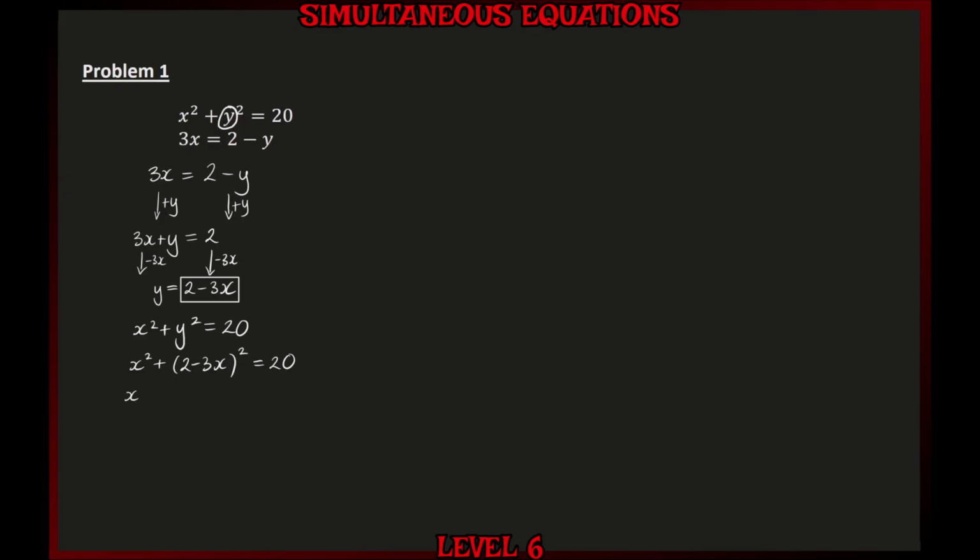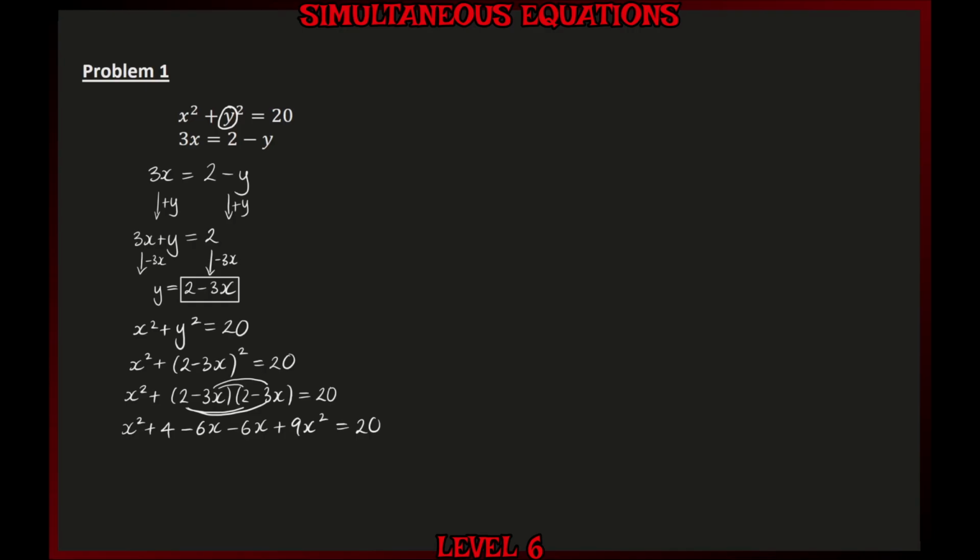So we have x squared plus, and to expand this squared bracket, we're just going to write it out twice. So we have (2 minus 3x) multiplied by itself, and that's equal to 20. So we have x squared plus, and expanding these brackets, we have 2 times 2, which is 4, 2 times minus 3x, which is minus 6x, minus 3x times 2, which is minus 6x again, and minus 3x times minus 3x is plus 9x squared, and that's equal to 20.